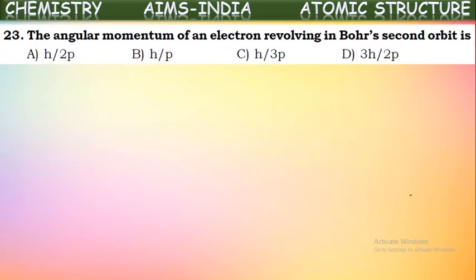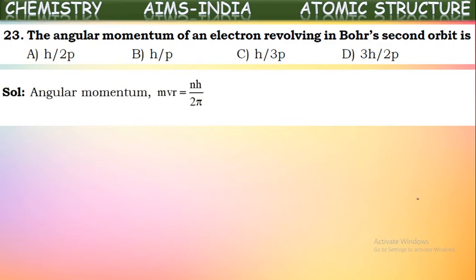Next, the angular momentum of an electron revolving in Bohr's second orbit. To calculate the angular momentum according to Bohr, we have the formula mvr is equal to nh by 2 pi. Now they're asking for the angular momentum of the electron in the second orbit. In this mvr is equal to nh by 2 pi, n represents the number of the orbit.